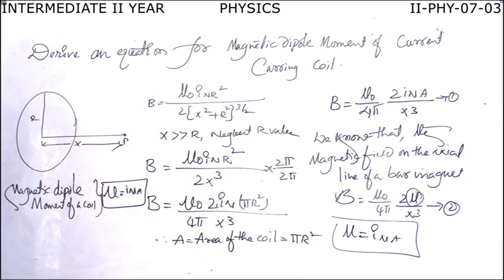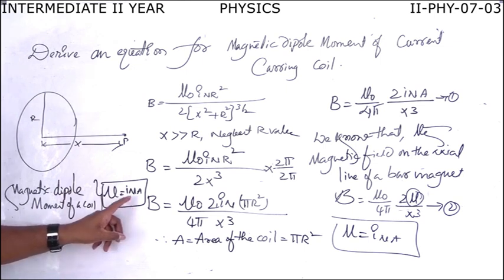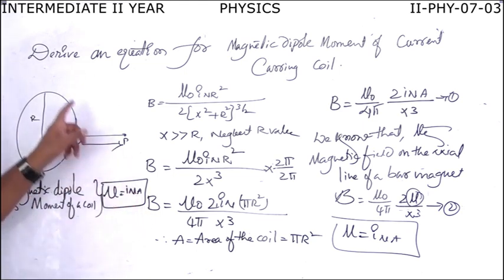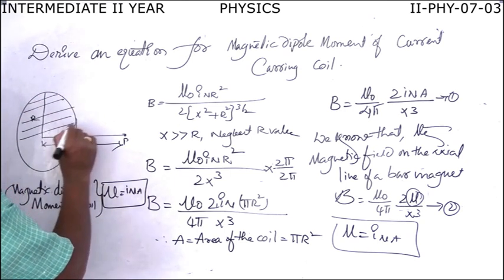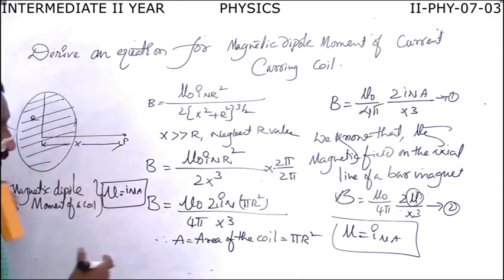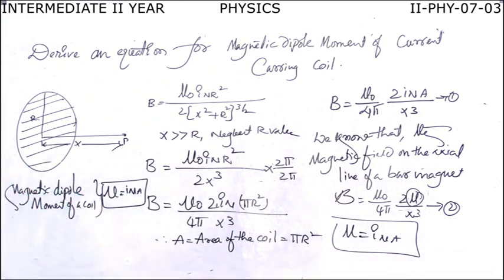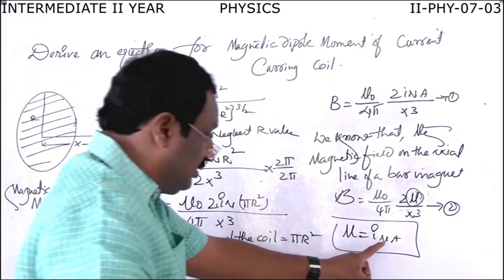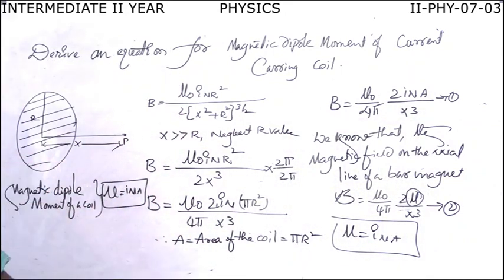So how can we define the magnetic dipole moment of a coil? It is defined as the product of the enclosed current in the coil multiplied with the area encompassed by the coil. This is the area encompassed by the coil. INA is the magnetic dipole moment of a current carrying coil. N is the number of turns, A is the area of the coil, I is the current in the coil.